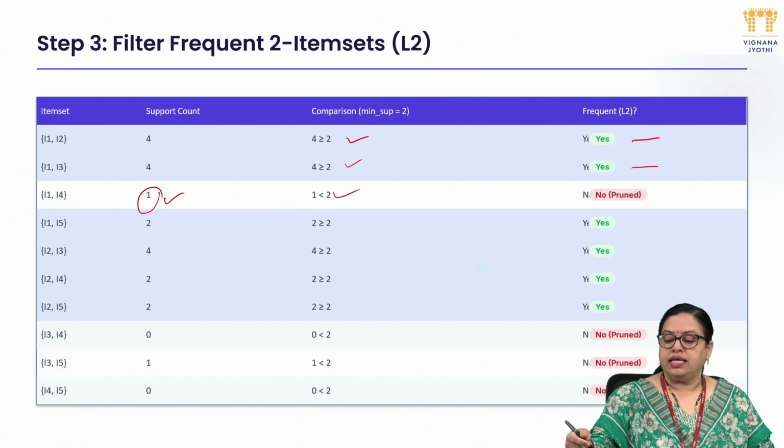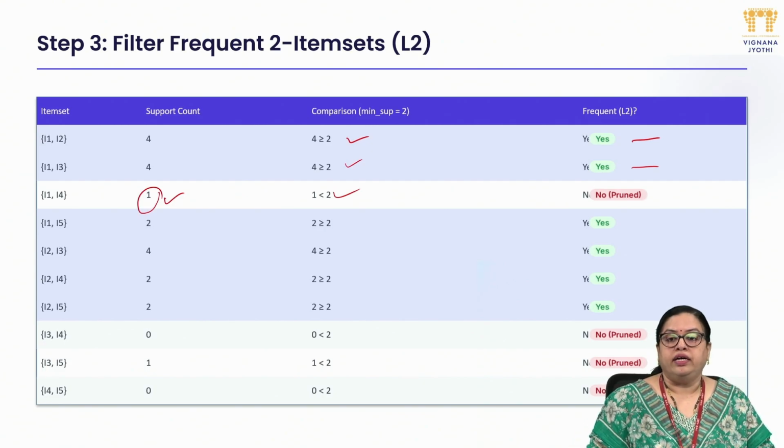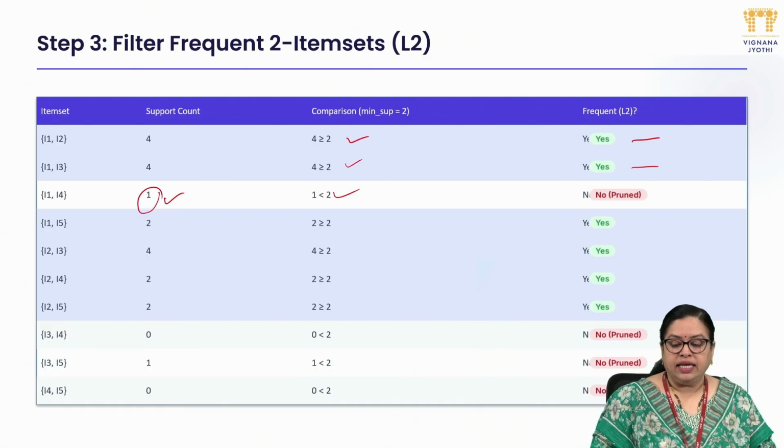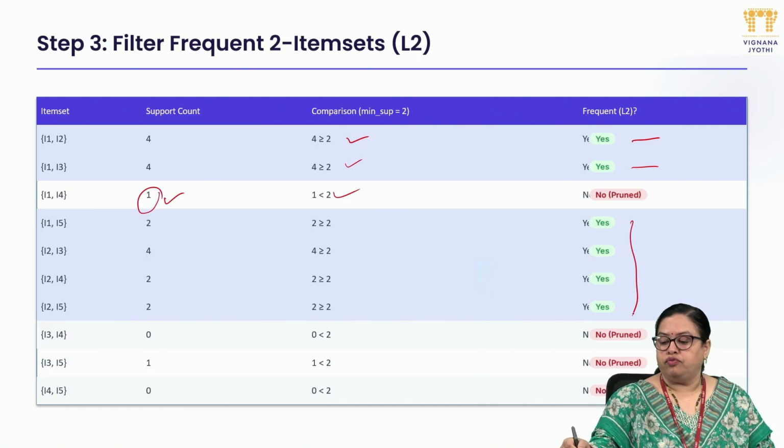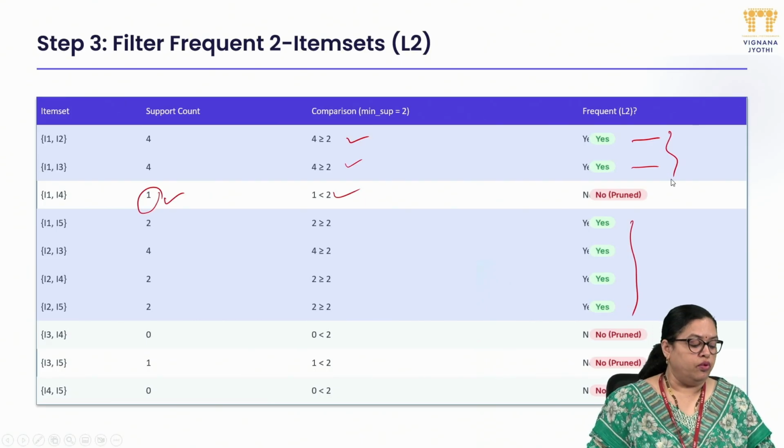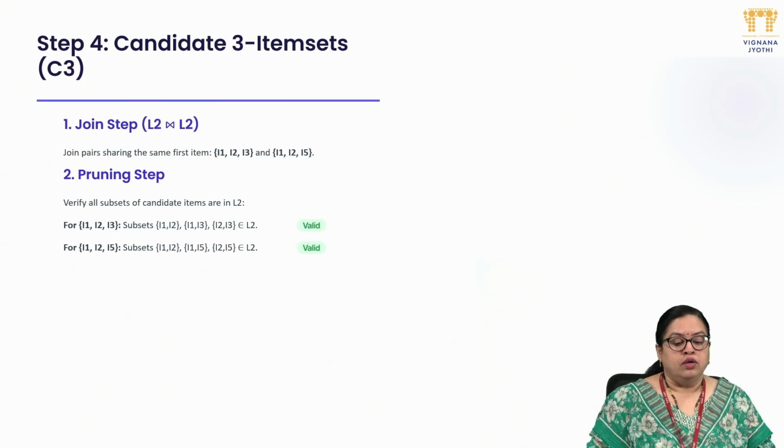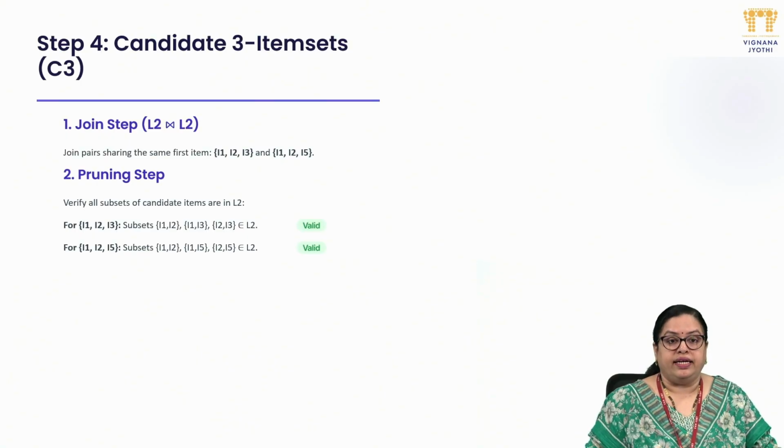So how many of each are here? Here I1, I2 is one set, I1, I3 is another set, and like that we are taking them. These are 4 and these are 2. Next, we discard those whose support count is not more than 2. So this is all about the 2 item sets. Here we are calculating for 3 item sets.